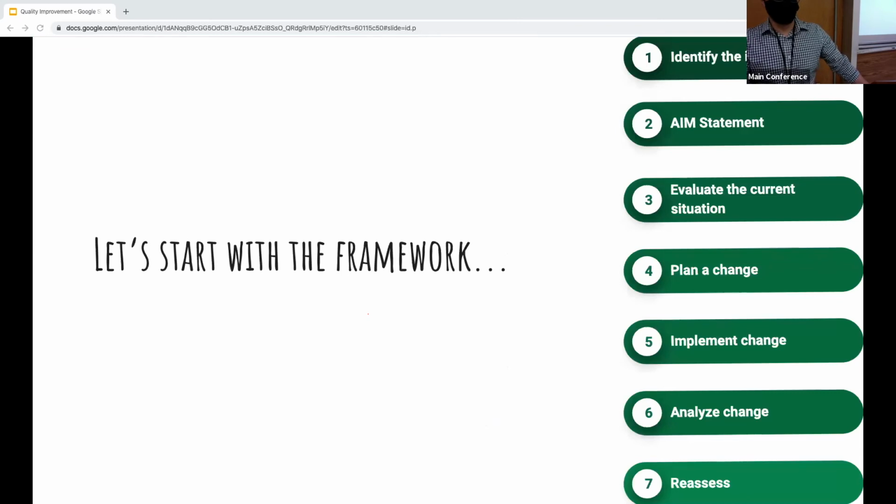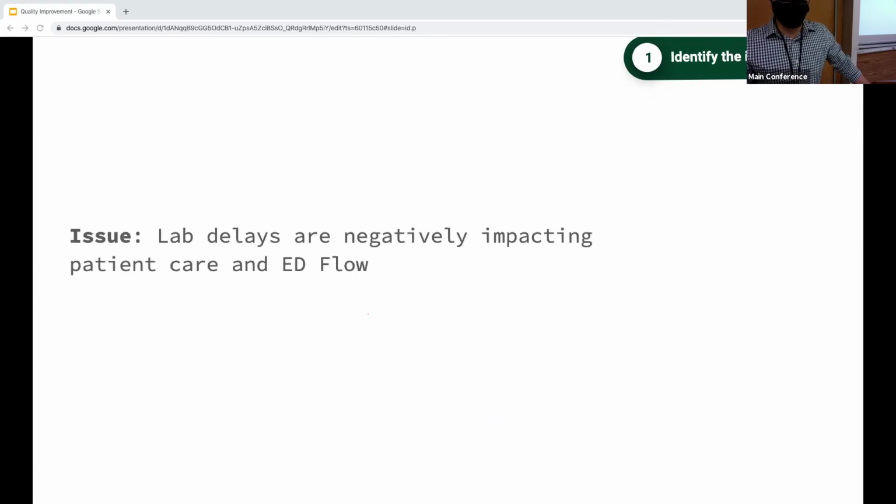So let's start with the framework, right? We want to identify the issue. Anybody in Zoom or anybody here want to identify what the issue is? Yeah, great. So labs are taking 6 hours, and as a result, we're having a negative impact on our patient care. Good. So who wants to create an aim statement? Maybe a statement of what we want to achieve after our care project is done.